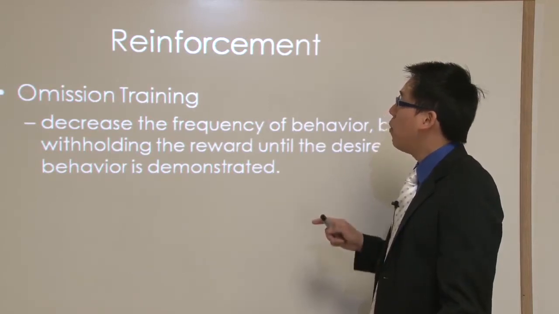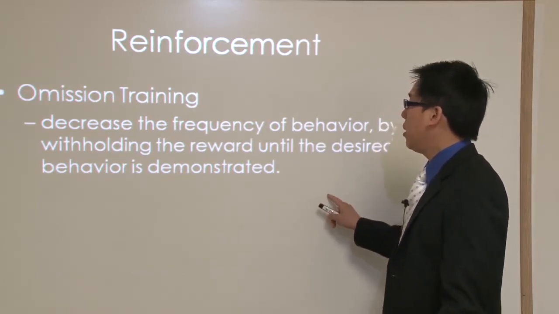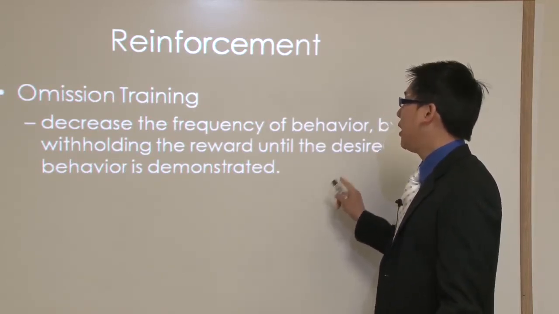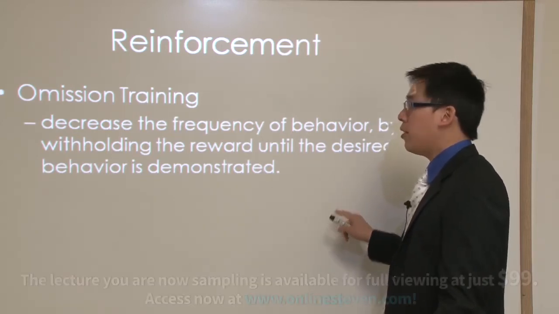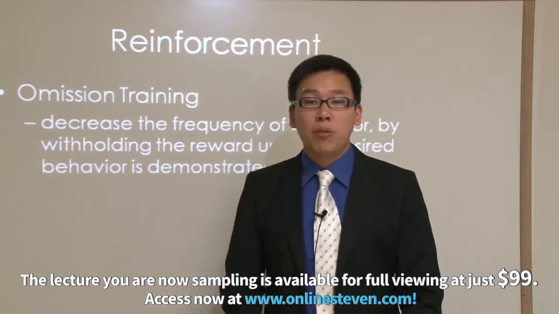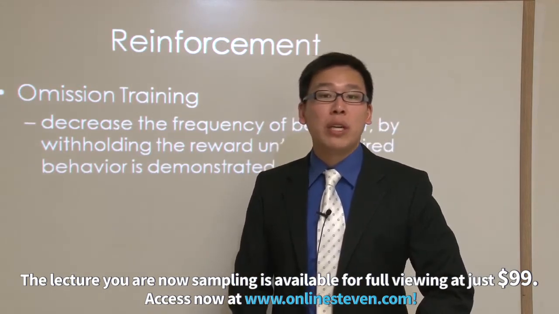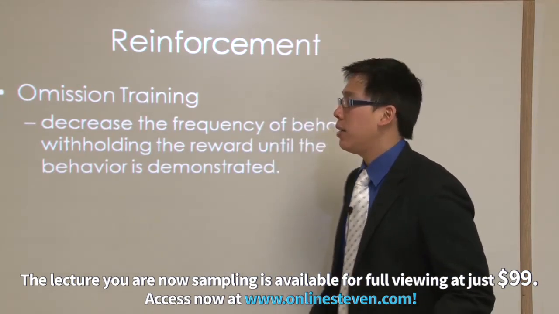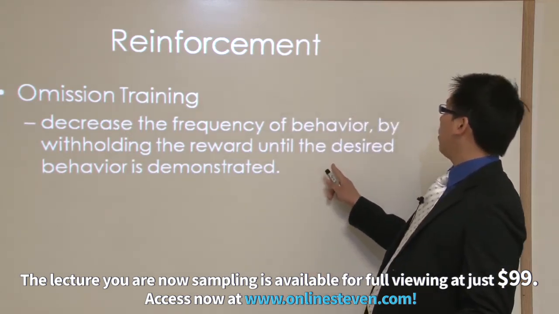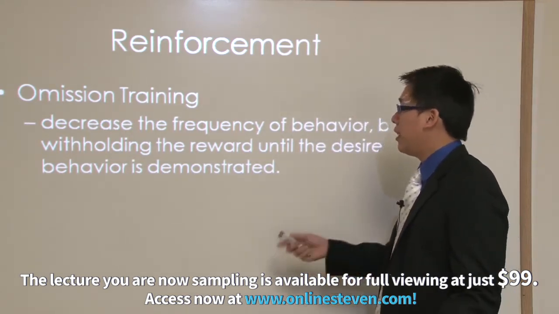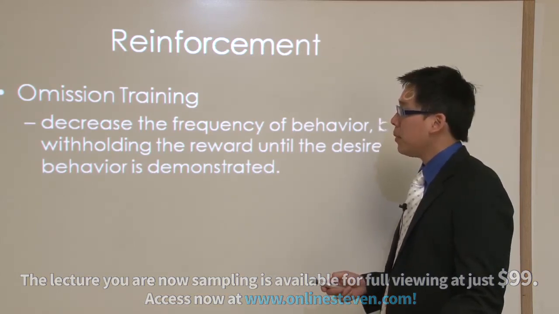There's another kind called omission training, which is you withhold the reward until the desired behavior is demonstrated. That's also very similar, which is that until the rat does something, you don't give it the food. So you withhold the food, the reinforcer, until the animal does something. That way, it decreases the frequency of the behavior until that behavior is done. Right?